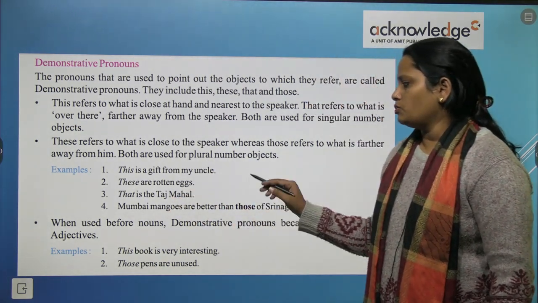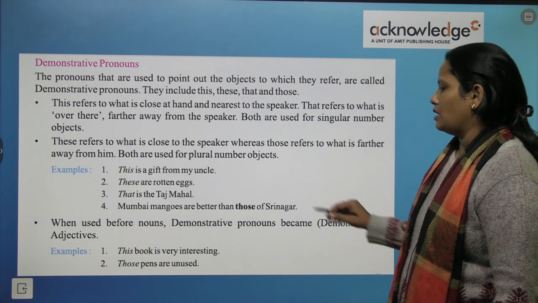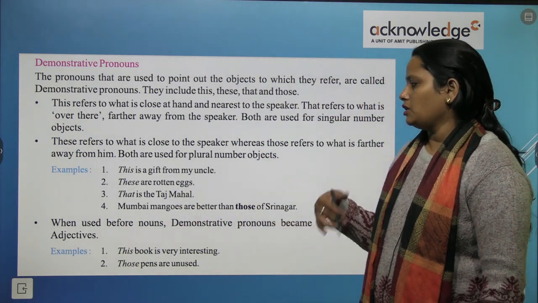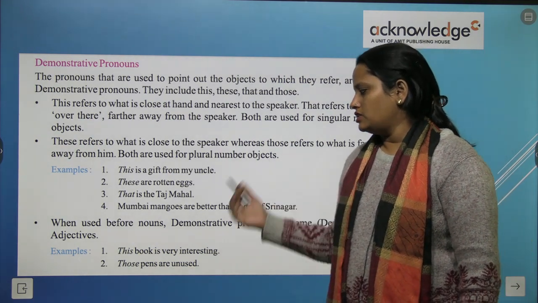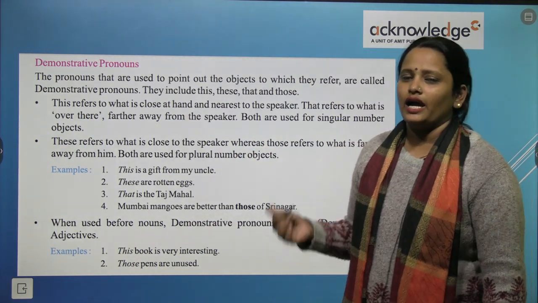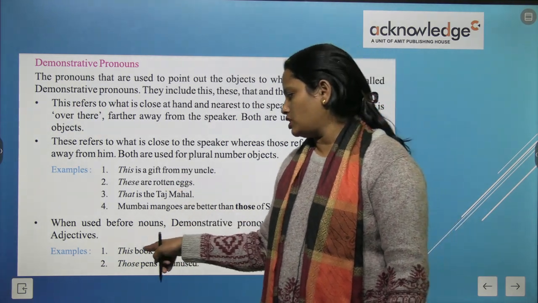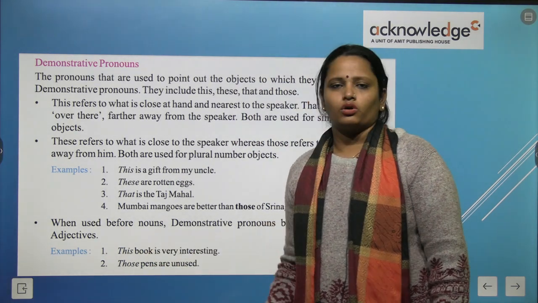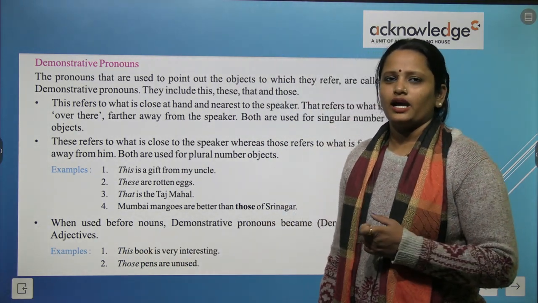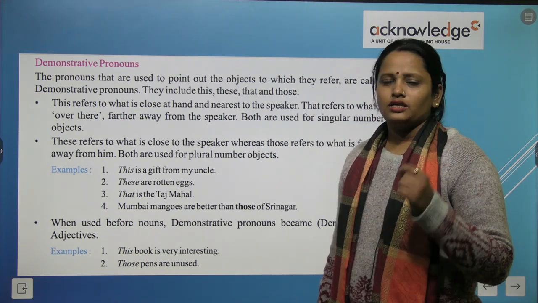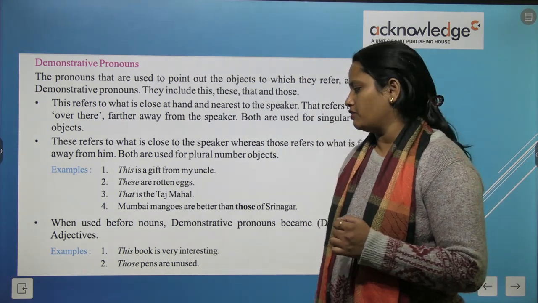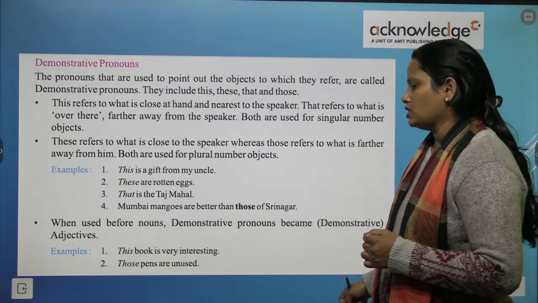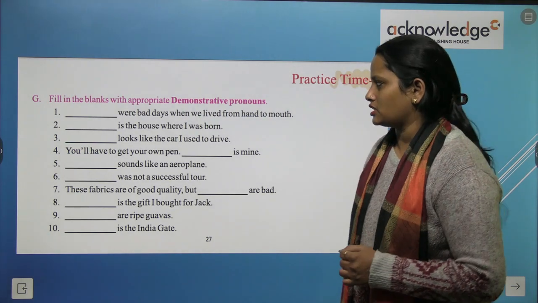When used before nouns, demonstrative pronouns become demonstrative adjectives. So ये जो demonstrative pronoun है ये demonstrative adjective हो जाते हैं जब इन्हें noun से पहले लगाया जाता है. This, that, these, those को अगर noun से पहले लगा दिया गया तो ये adjective बन जाते हैं. जैसे कि this book, book is a noun और book से पहले लिखा गया है, which means कि ये जो this word है यहाँ पे ये adjective का work कर रहा है. Those pens, so यहाँ पे pens के पहले यूज किया गया those, इसका मतलब those is an adjective.